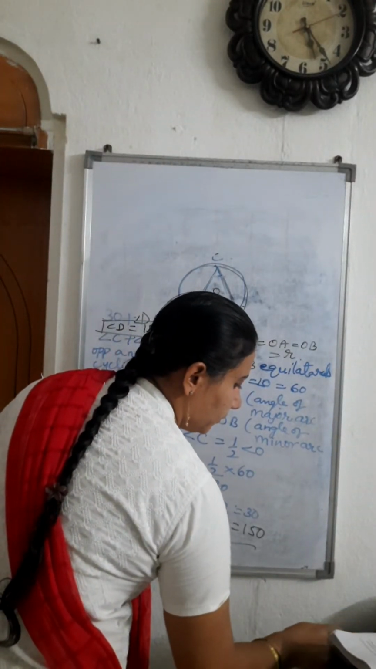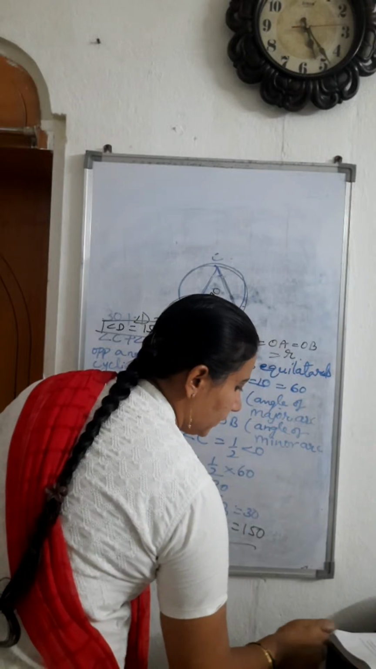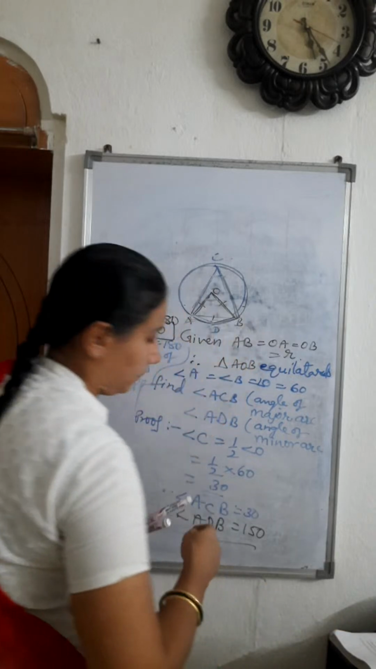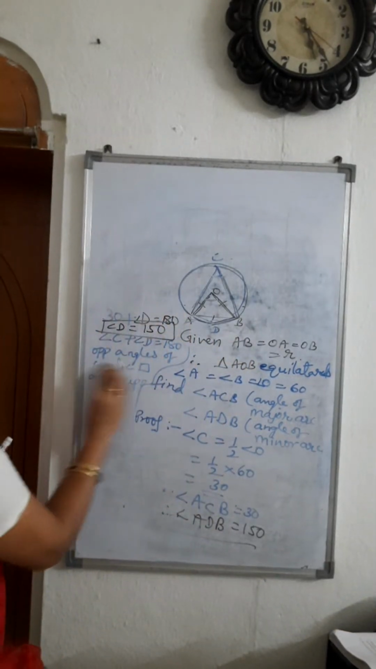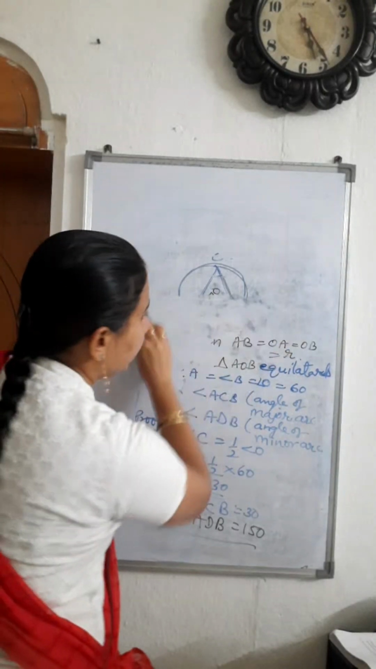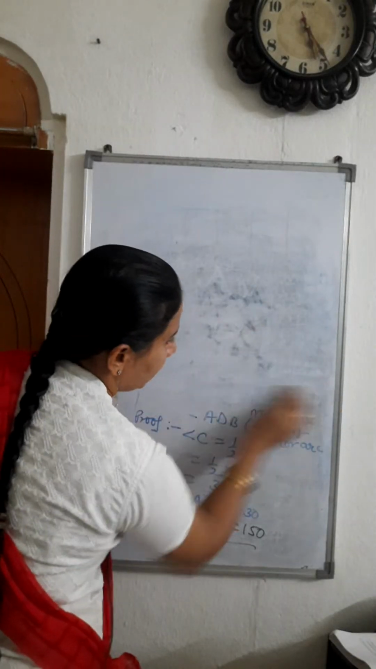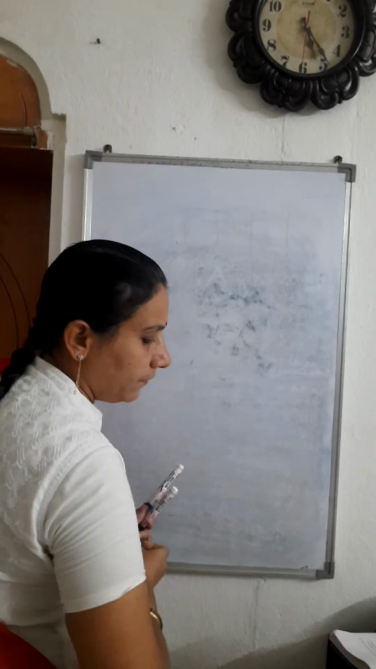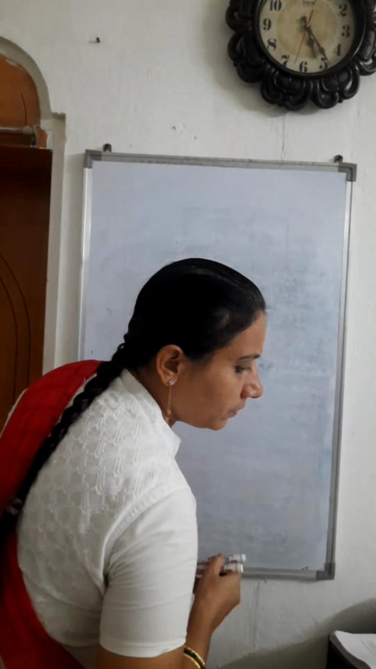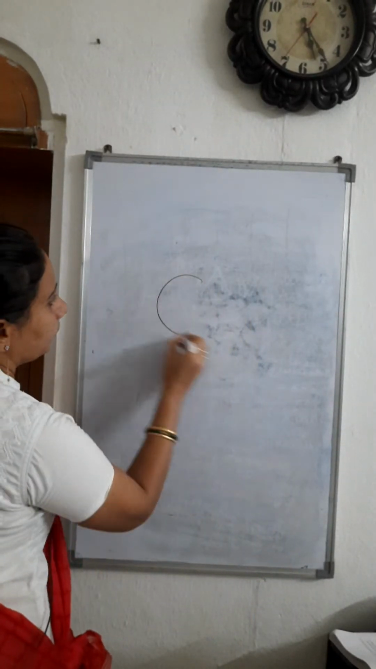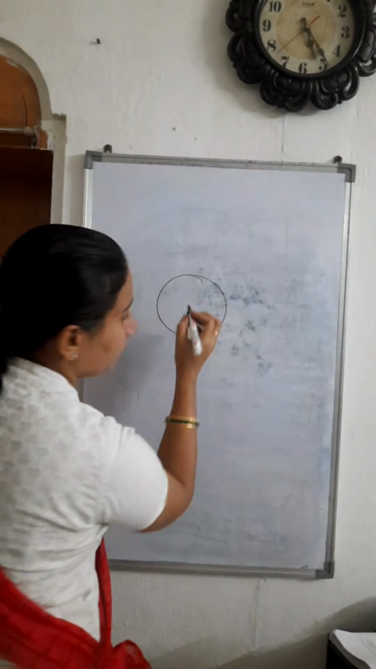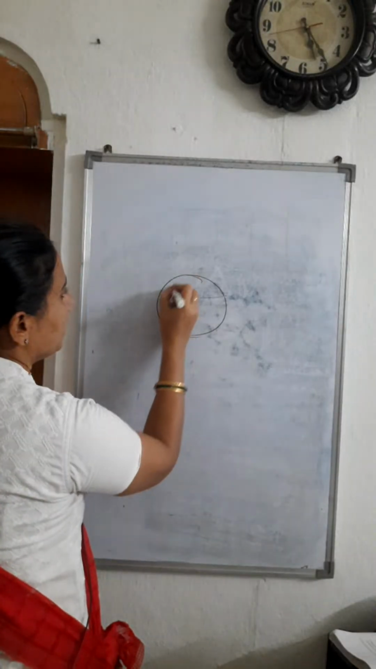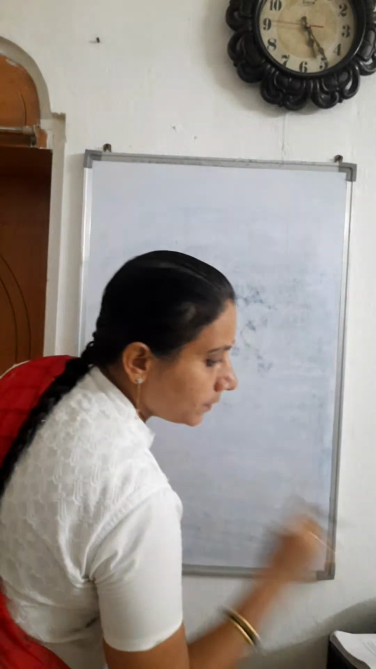In the third question, the figure is already given. In that question also we are going to use the property that opposite angles are supplementary. The same property we are going to use here. The figure is somewhat in this way, where O is the center. In the upper half there is an angle which is PQR.